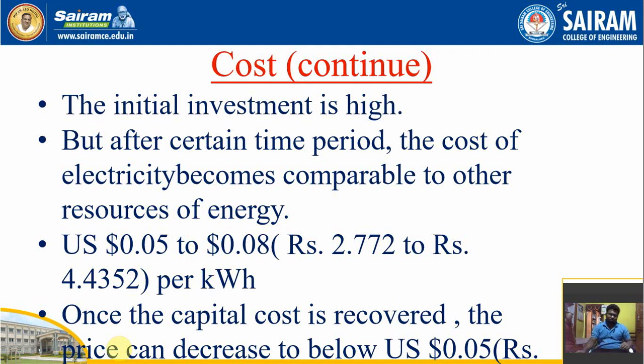In the US, currently the price of 1 kilowatt hour is $0.05 to $0.08. In Indian rupees, it comes to somewhere around 2.7 rupees to 4.4 rupees per kilowatt hour. Once the capital cost is recovered, the price can be reduced below 0.05 US dollars.